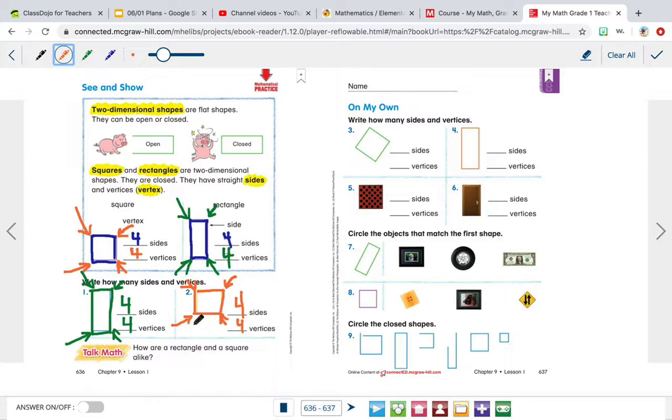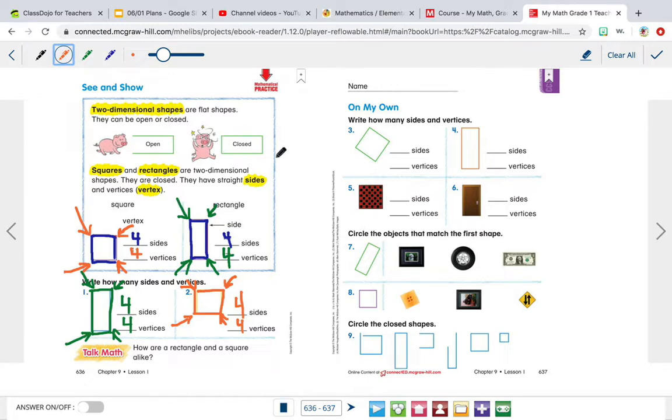Okay? Now for number 3, on my own, you're going to be doing 3 to 6 on your own. And for 7, 8, and 9, you're going to find the object that matches the shape. So you're going to look at the shape and circle the object that matches it. Same with number 8. And then for here, you're going to circle the closed shapes. So there's going to be more than one shape that's closed.